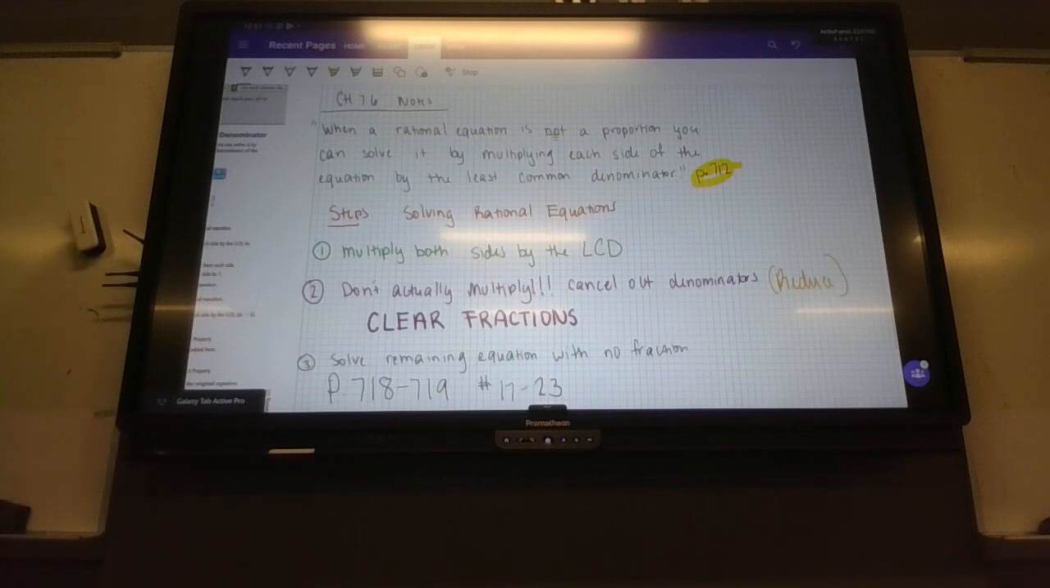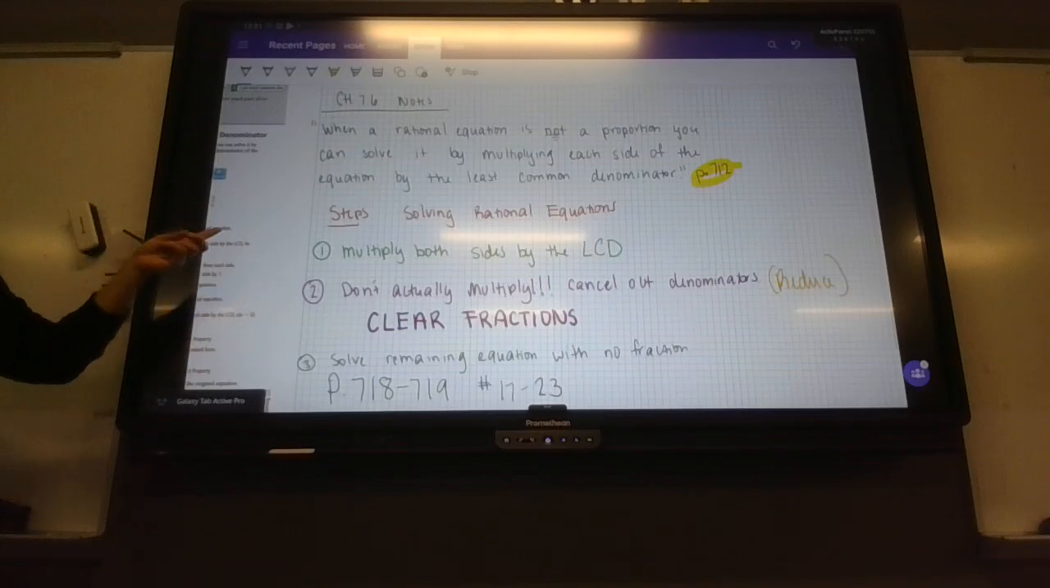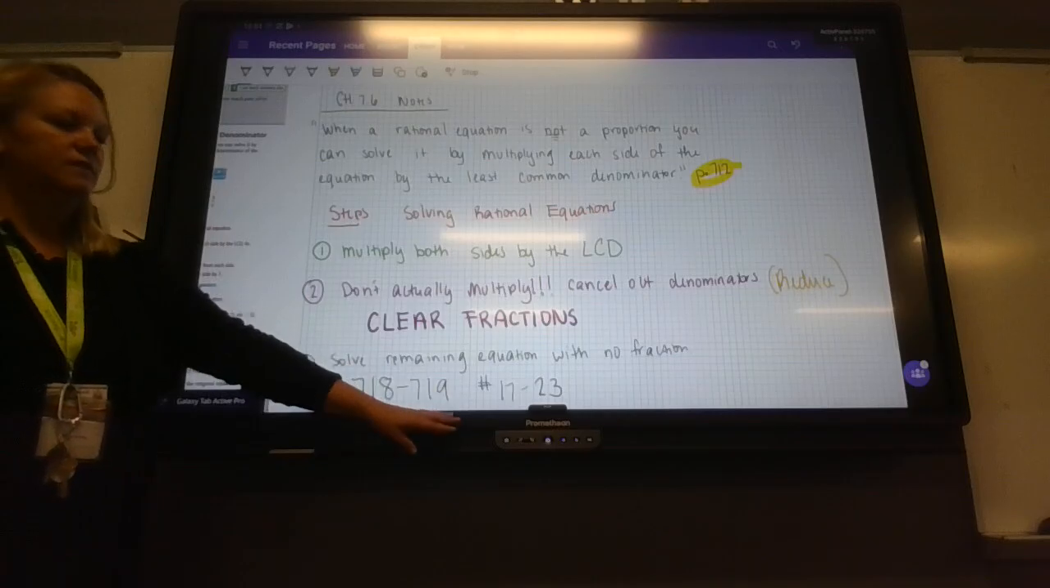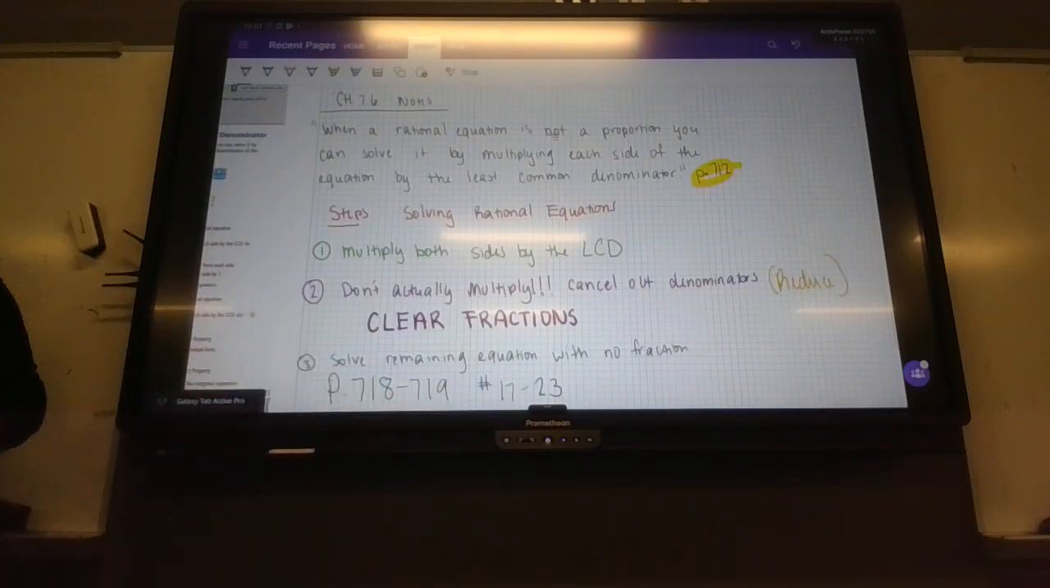I'll leave this here for a few minutes. When everyone has had time to either read page 712 or look this over, I'm going to go to the assignment and I'm going to do the evens, and then I'll give you some time to do the odds. I'm doing 17 to 23 today. And I'm going to do the evens.